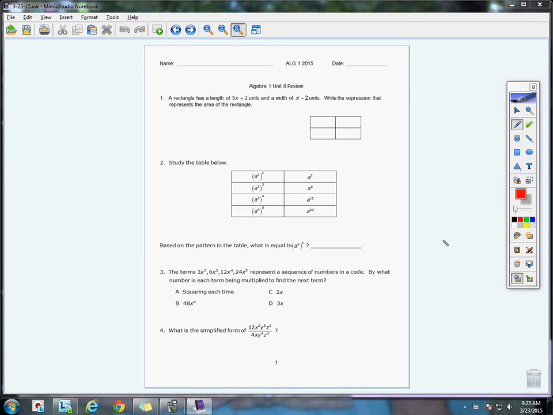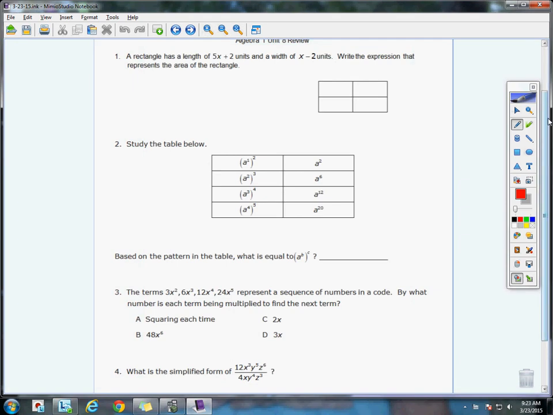So this is your Unit 8 test review. Let's go ahead and start with number 1. It says a rectangle has a length of 5x plus 2 units and a width of x minus 2 units. Write the expression that represents the area of the rectangle.